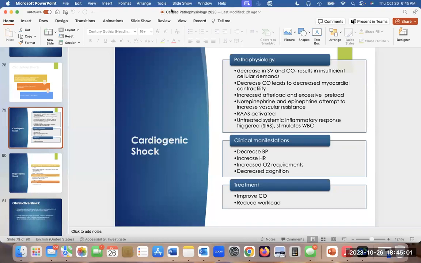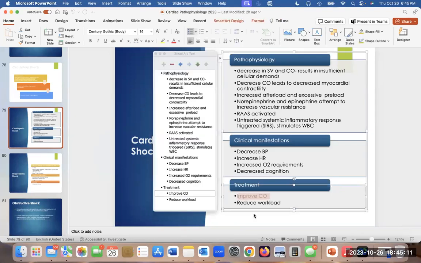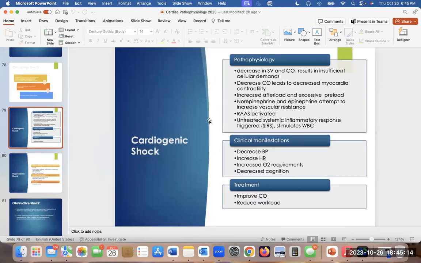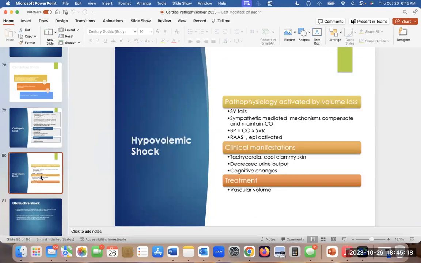So, nursing interventions: monitor blood pressure, look out for the heart rate, give them O2, and monitor their mental status. Treatments: improving the cardiac output and reducing the workload of the heart by doing the interventions we talked about.